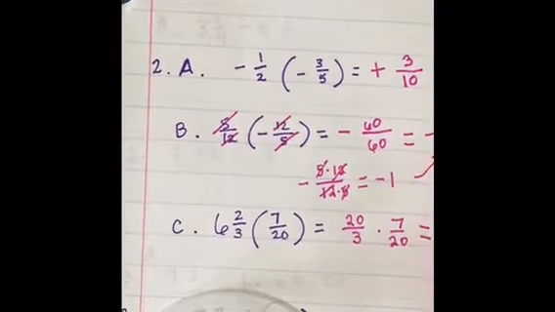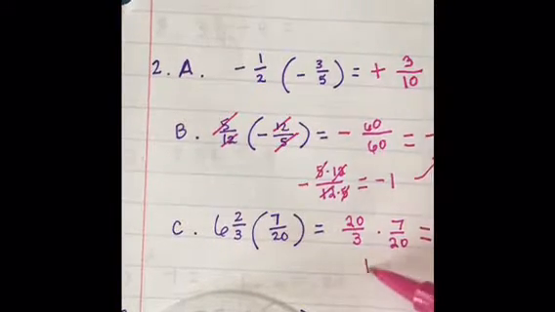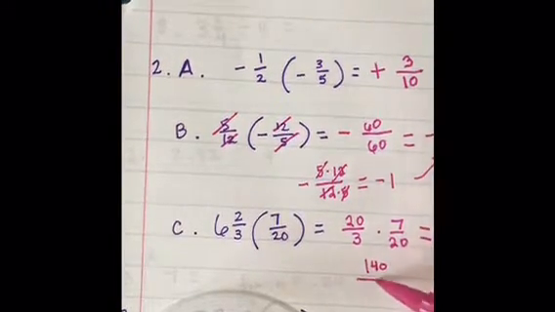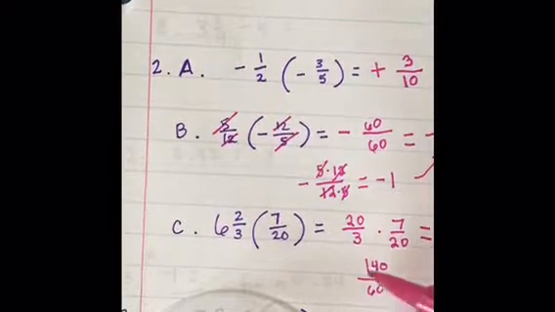Now, we can use big numbers and multiply 20 times 7, which would be 140. And we would have, I'm going to write it under it because this isn't the way that I want you to do it, 140 over 60, because 3 times 20 is 60. As you can see, we're going to have a lot of reducing to do here.